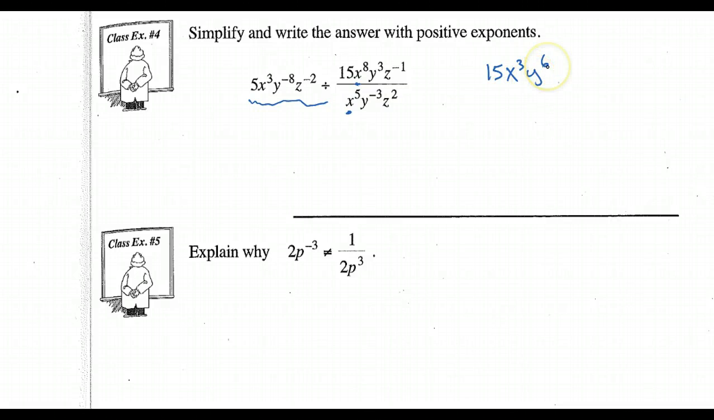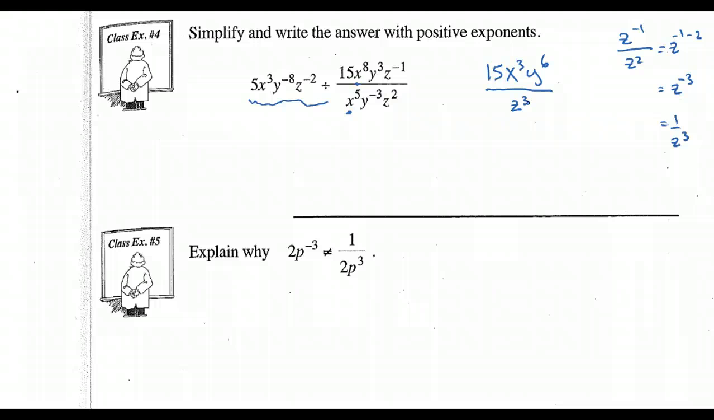Y to the 6. And then how many z's do I have? I have negative 1 on top and 2 on the bottom, so I'm going to end up with z to the 3 on the bottom. If you can't see that z to the 3, let me do it off to the side here. Z to the negative 1 divided by z to the 2 is really z to the negative 1 minus 2, which is z to the negative 3, which is 1 over z to the positive 3. And that's why the z's on the bottom.